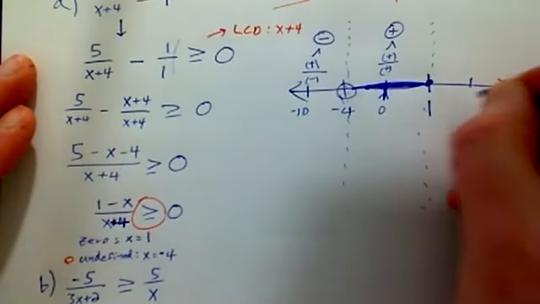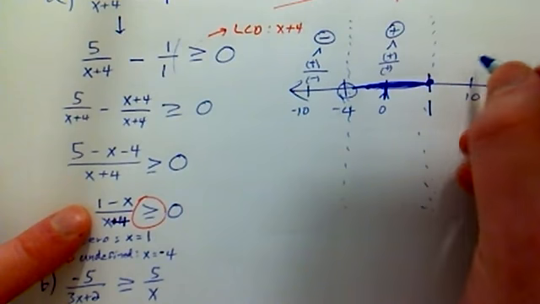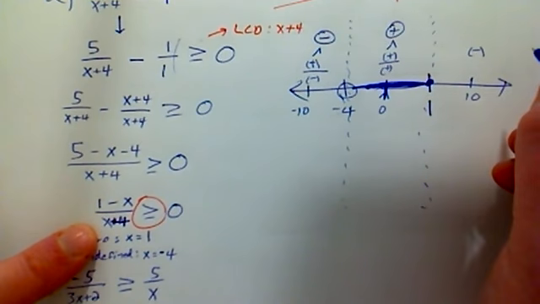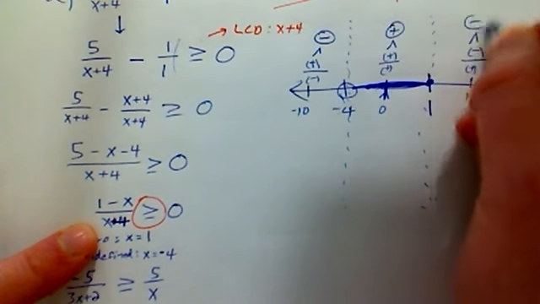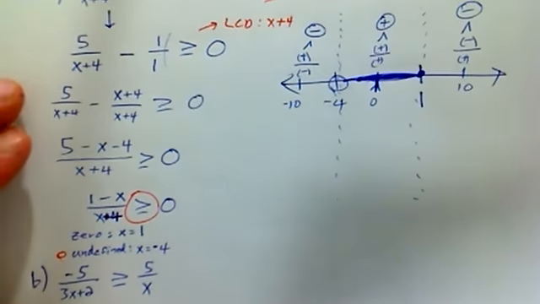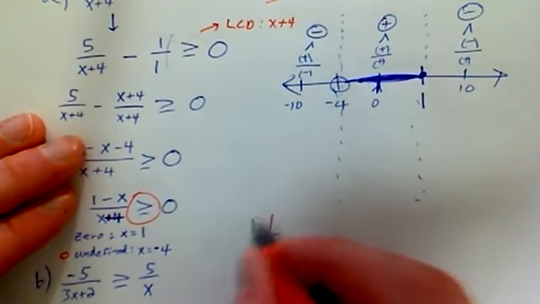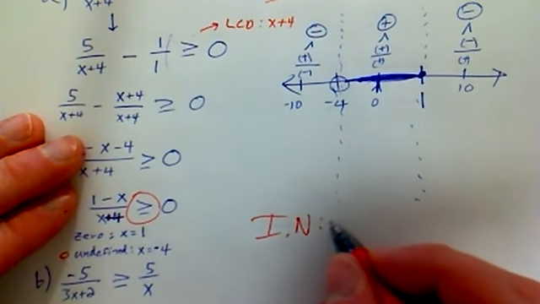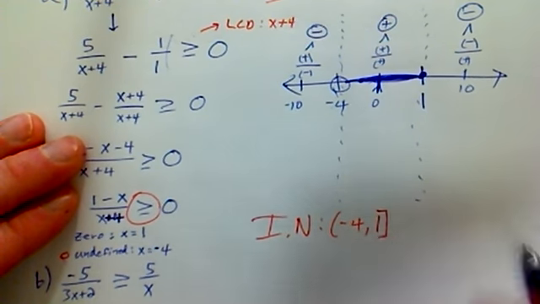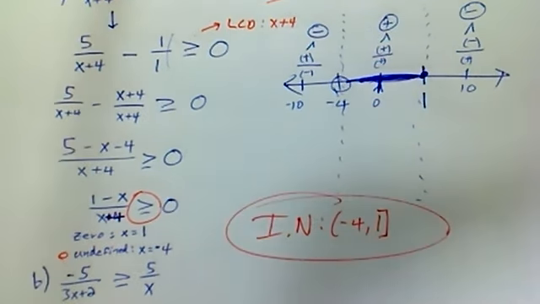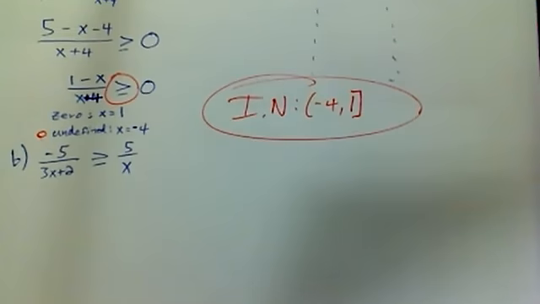Finally, pick a point out here, say 10. 1 minus 10 is negative. 10 plus 4 is positive. Negative divided by positive is negative. I don't want that. So what's my final answer in interval notation? It is negative 4 to 1, but including the 1. So there's my answer. Let's look at one more.